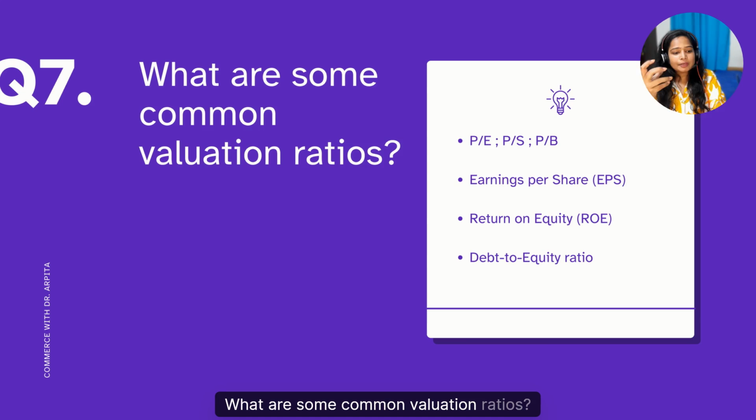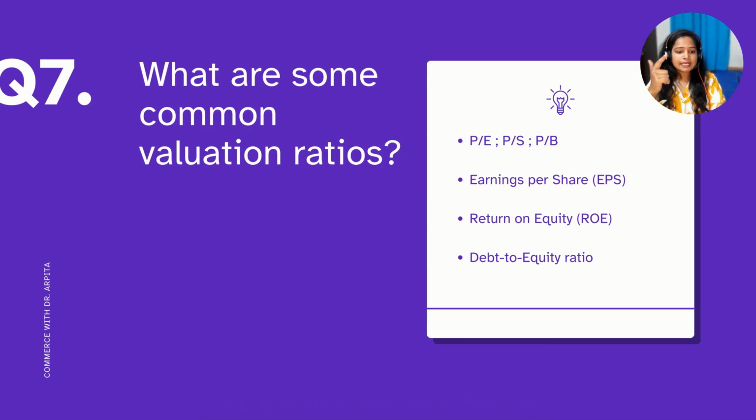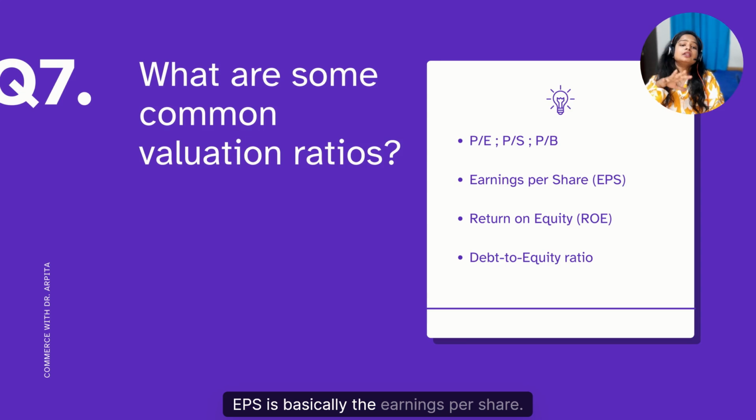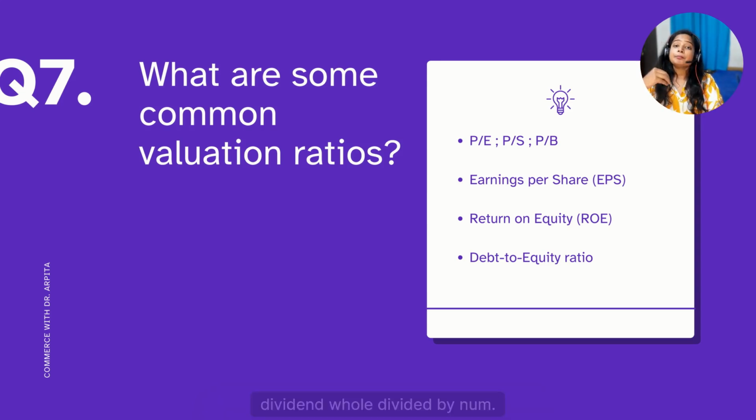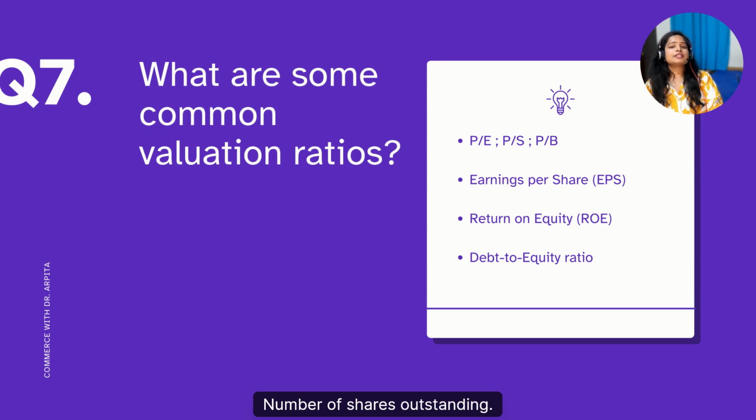What are some common valuation ratios? PE and PB we have already discussed in the above slide. EPS is basically the earnings per share, how much the earnings are per share. EPS is equal to net income minus preferred dividend, the whole divided by the number of shares outstanding. That will give us the EPS.